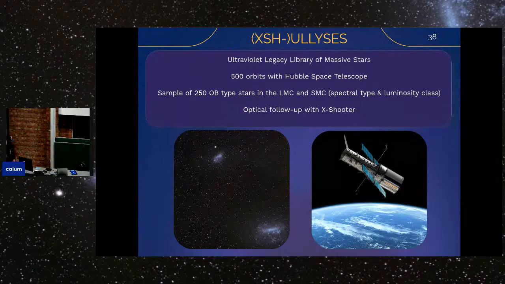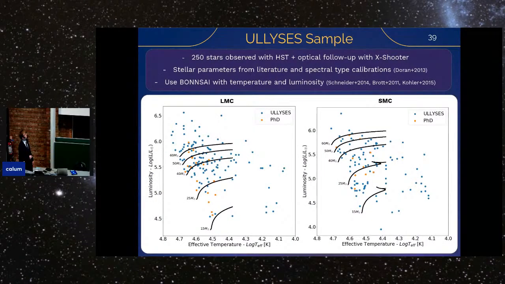And that will be coming soon. So we thought, what can we do now that we only have the UV to diagnose the winds of massive stars, while I'm still in my PhD? And we decided to look at the terminal wind speeds.